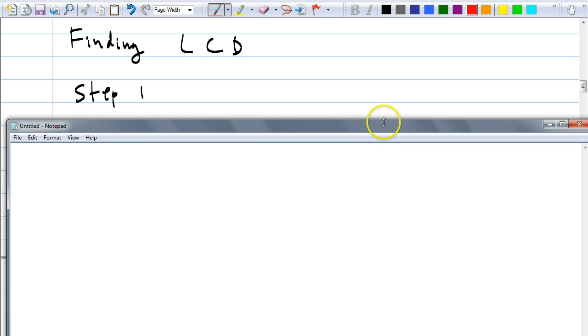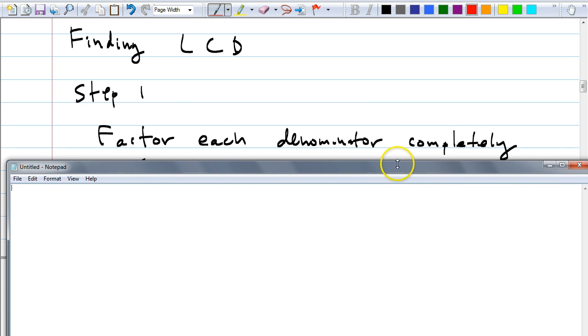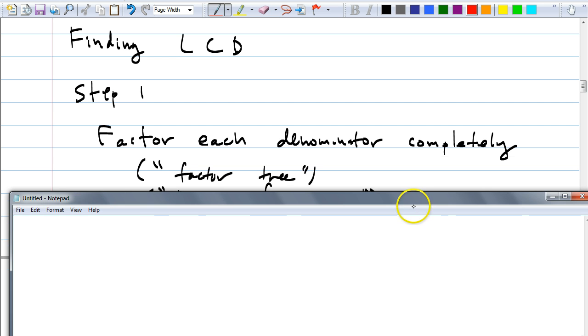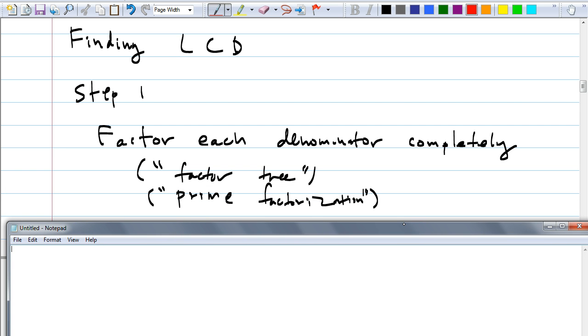So write this down. Step 1 for LCD, same as GCF: factor each denominator completely. How do you do this, guys? How do you factor denominators completely? Factor tree. Or another name for that, fancy name for factor tree, prime factorization. Right? You factor each denominator completely. Just like GCF, isn't that what we did with 2 numbers? You factor them doing factor tree. Okay, that's step 1.